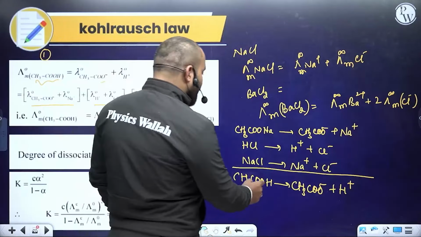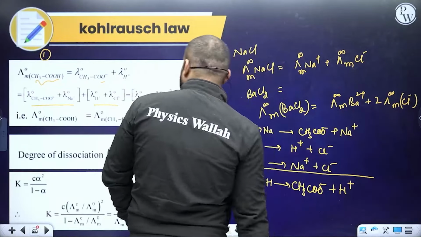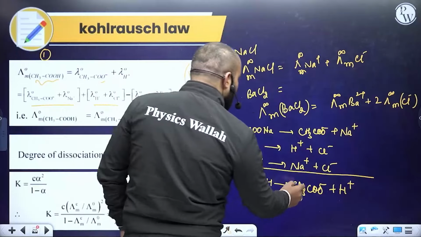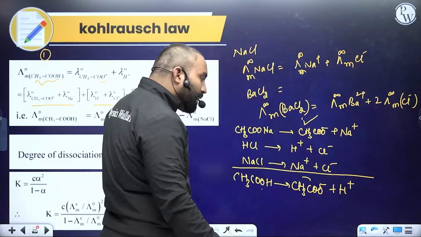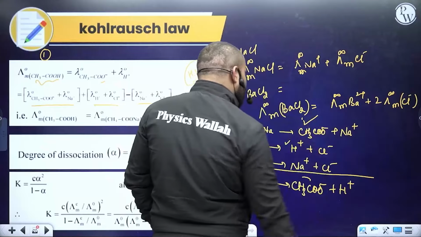So this I need here, this I need here. So I can write it is equal to acetate is required. So acetate is there in the first one. Then H plus is required. H plus is there in the second one.